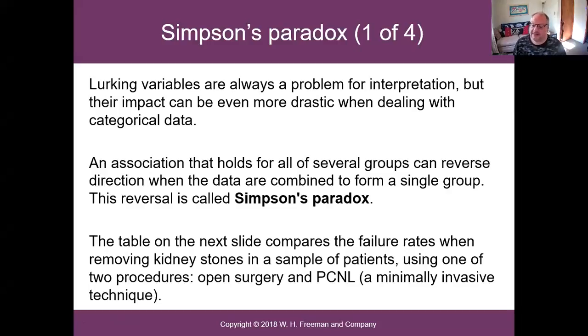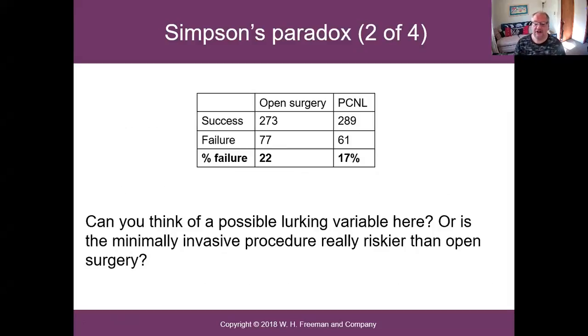Okay, the table on the next slide compares the failure rates when removing kidney stones in a sample of patients using one of two procedures. There's one called open surgery, and there's one that's less invasive called PCNL. And here, again, we have a two-way table, and we can see that there are percents on the bottom there. Can you think of a possible lurking variable here? Or is the minimally invasive procedure really riskier than open surgery? Now, that doesn't make sense, does it? Don't you think open surgery should be riskier?